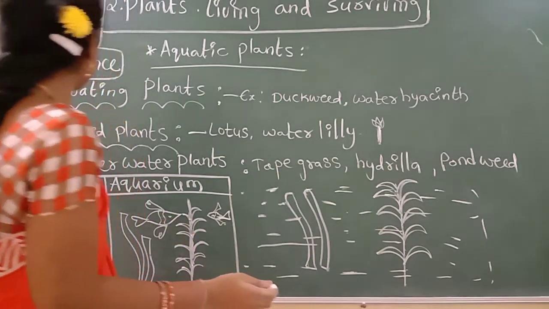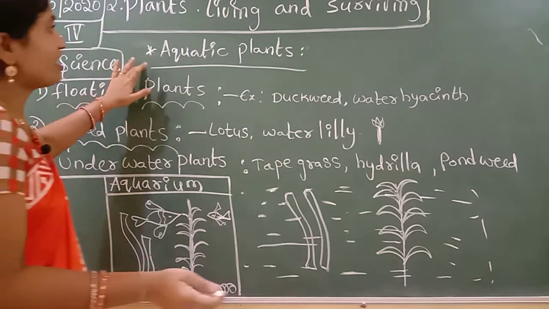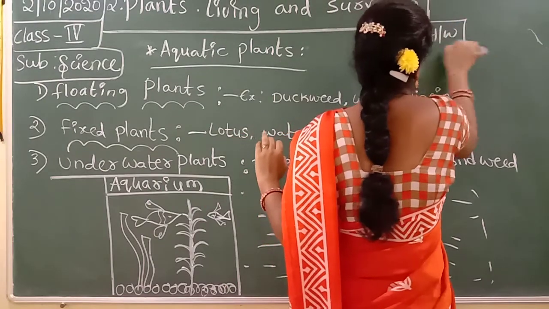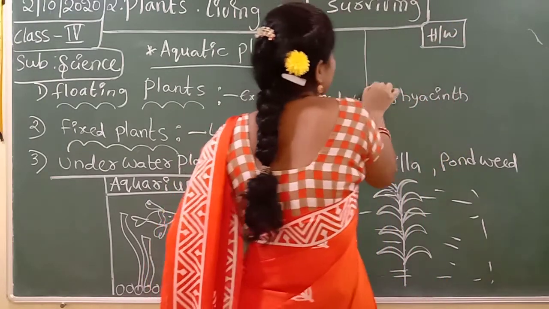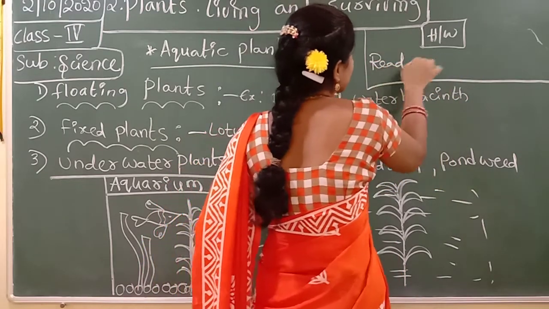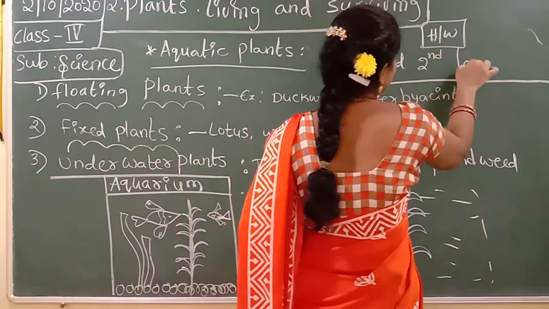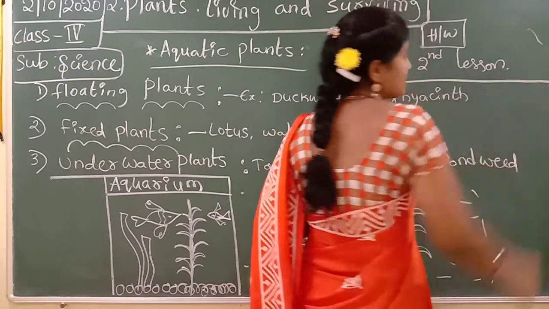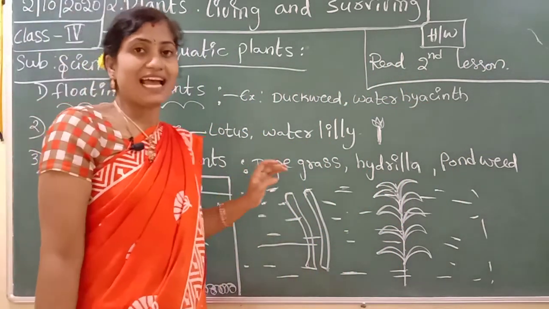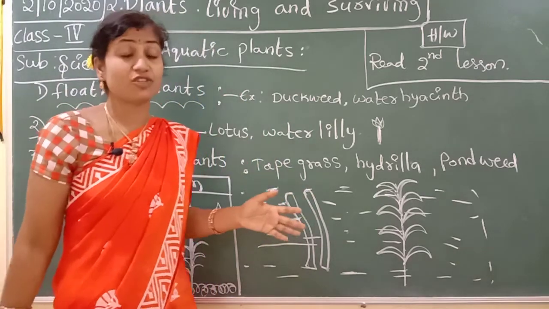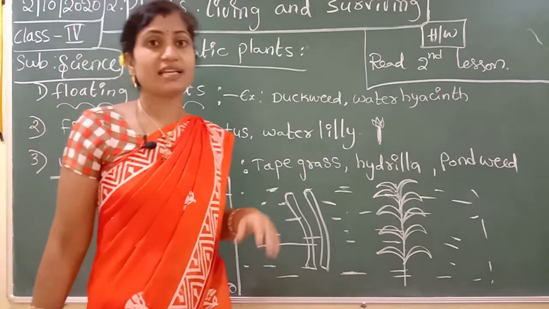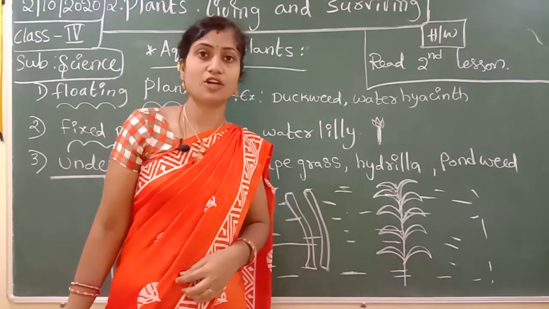Okay, children. Today we are completing aquatic plants. Homework: read the second lesson. Just once you have to read that lesson, and observe the pictures as much as possible, and practice the pictures in your rough notebook also. Okay, children, completed. Tomorrow we will continue with another topic. Thank you.